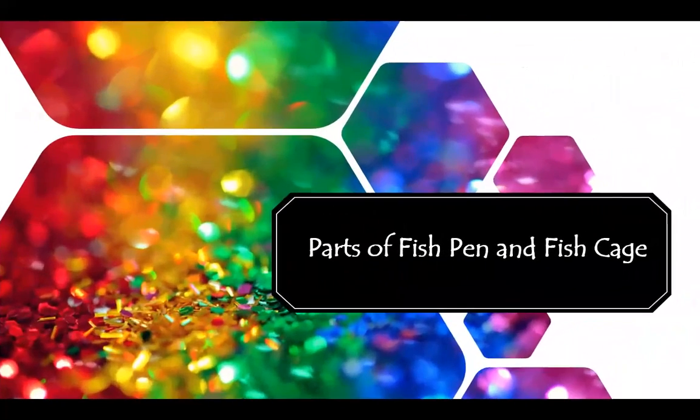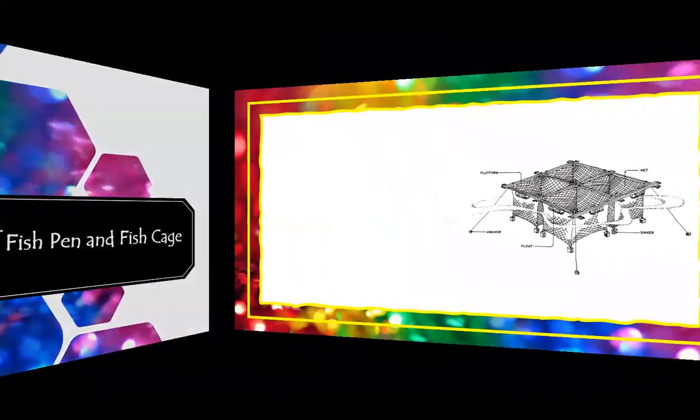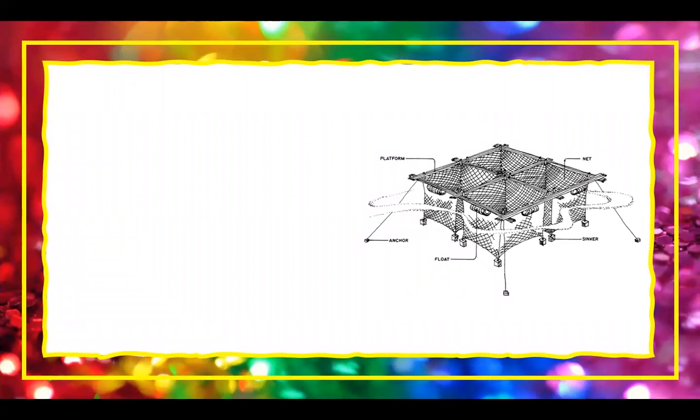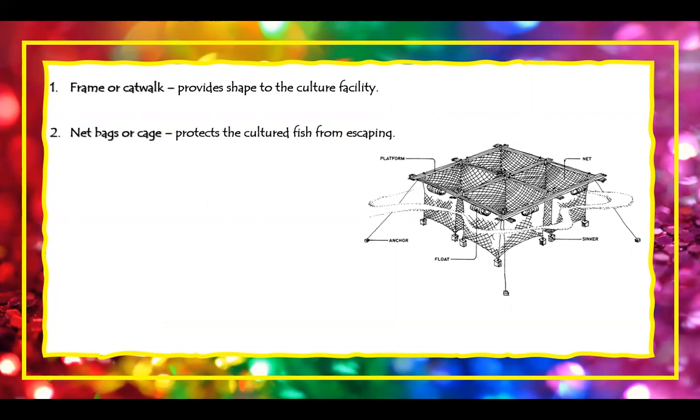For the parts of the fish pen and the fish cage layout, normally they have a frame or catwalk which provides shape to the culture facility. The frames of most fish pens are usually made of bamboo, while for the fish cage, it can be made of bamboo, lumber, or galvanized iron, which is a GI pipe. Number two, we have the net bag or cage, which protects the cultured fish from escaping.